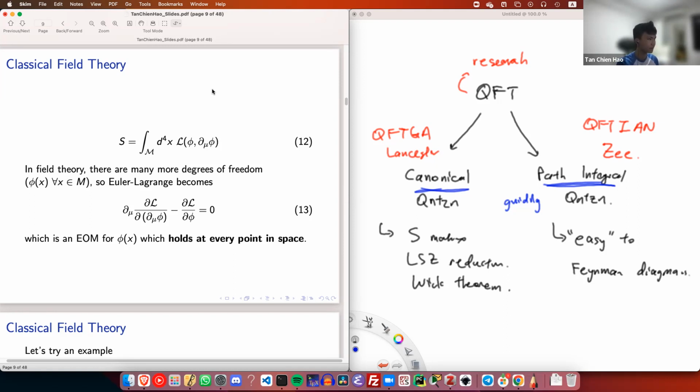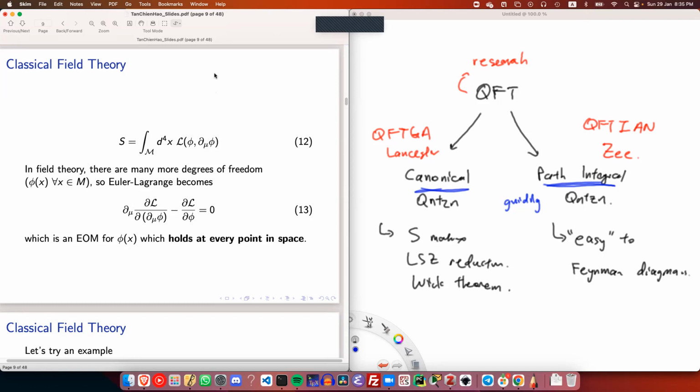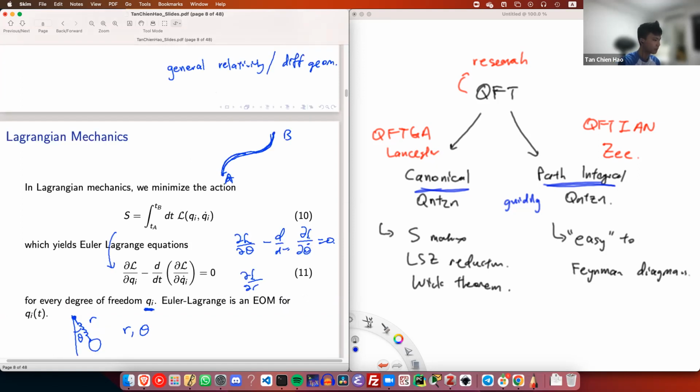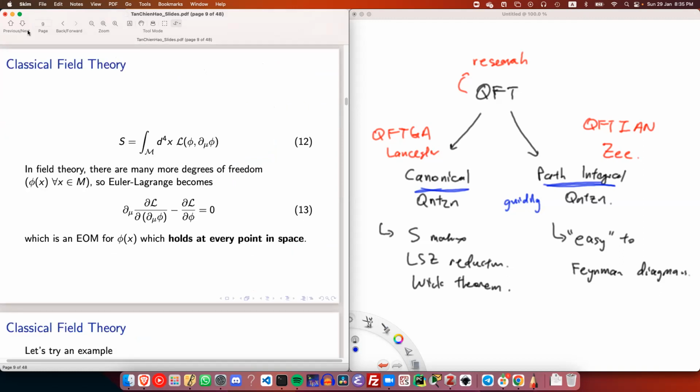Yeah. Question. Oh yeah, sorry. What does EOM stand for? Oh, EOM stands for equations of motion. Ah, okay, thanks. I didn't mention that. Good question.